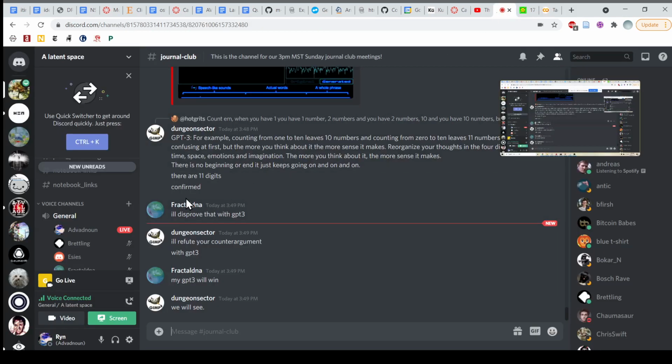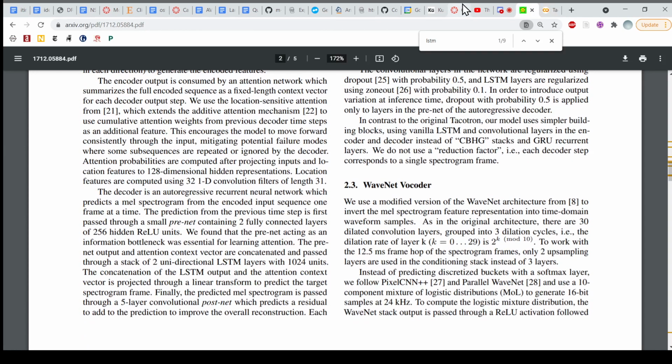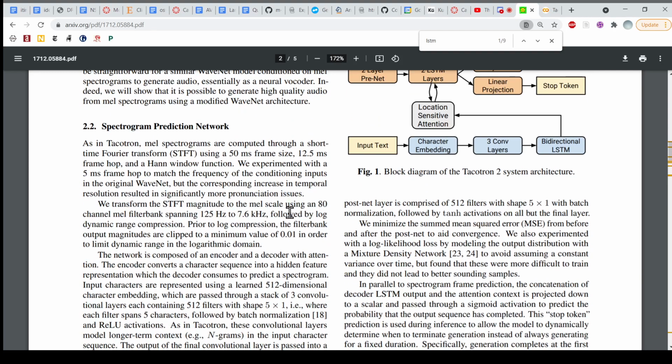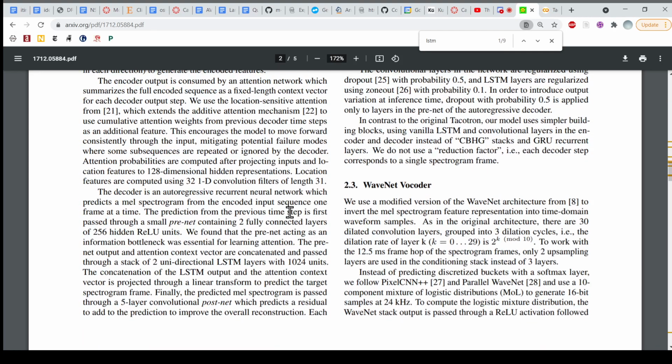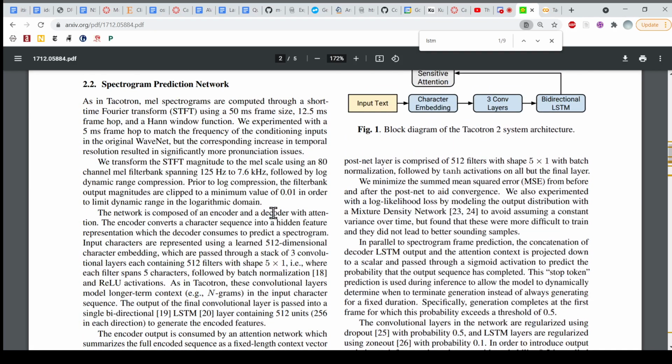Okay, so we got that. We got our LSTMs. Now we need location-sensitive attention. I'm guessing this will be the hard part. I'm not exactly sure what they mean by location-sensitive attention. I mean, we could start with the pre-net. Attention context vector. Oh god, how do they implement the attention?